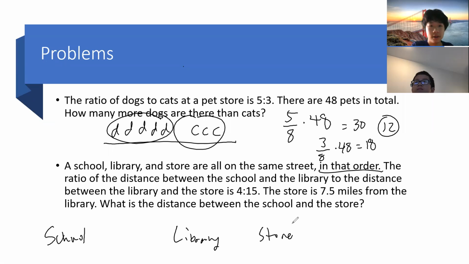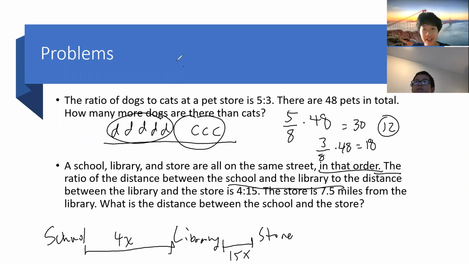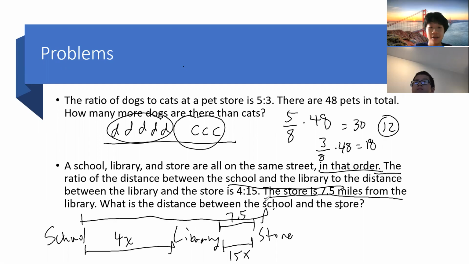The ratio of the distance between the school and the library to the distance between the library and the store is 4 to 15. So let's say this is some 4x, and this is going to be 15x. This is not to scale. Now, the store is 7.5 miles from the library, so we know that this is 7.5 as well. So what's the distance between the school and the store? We want to find this whole distance right here.